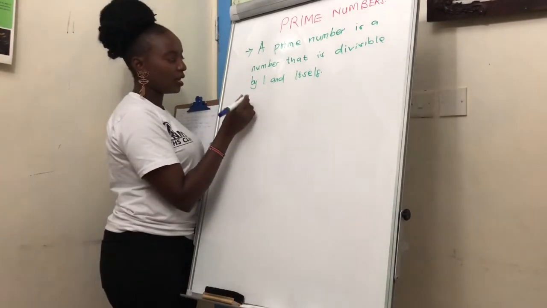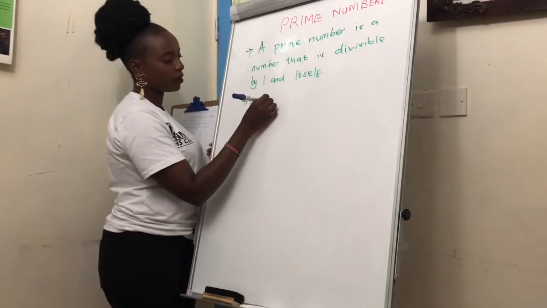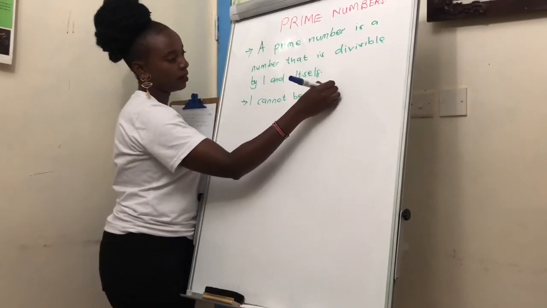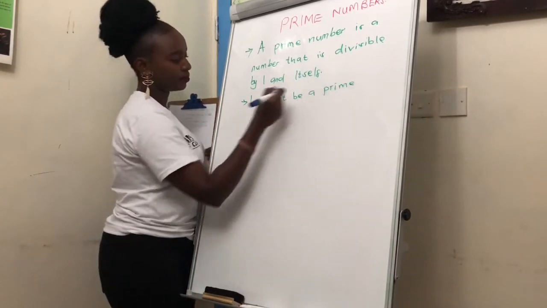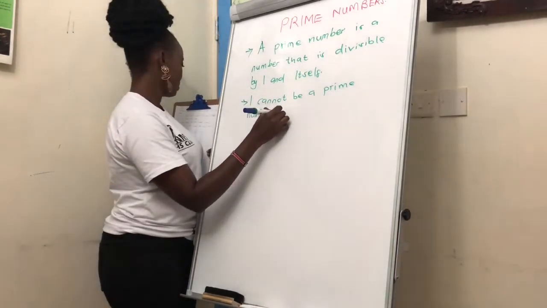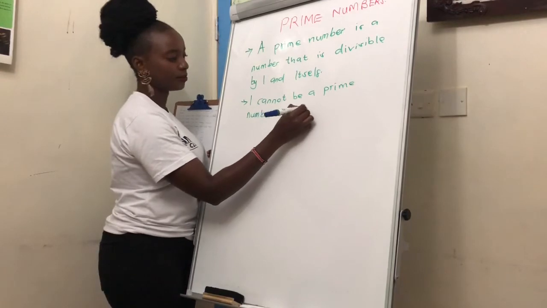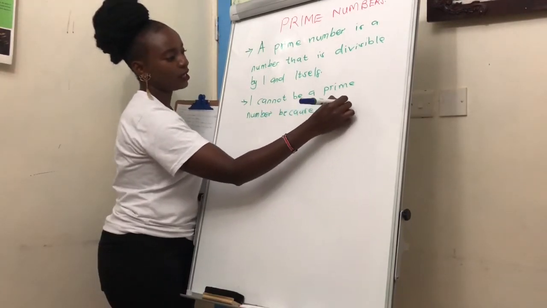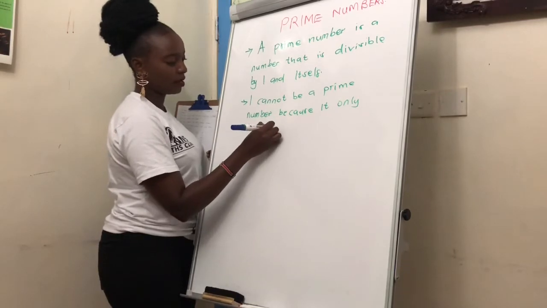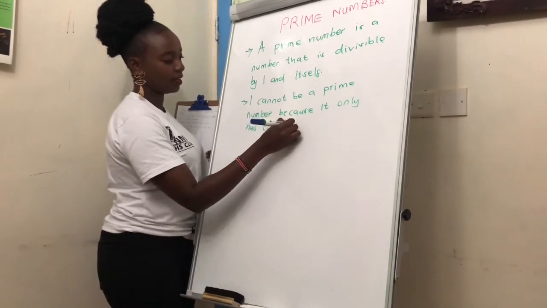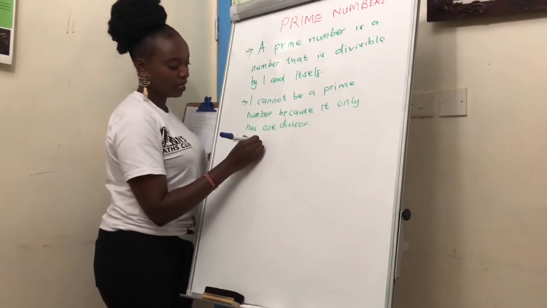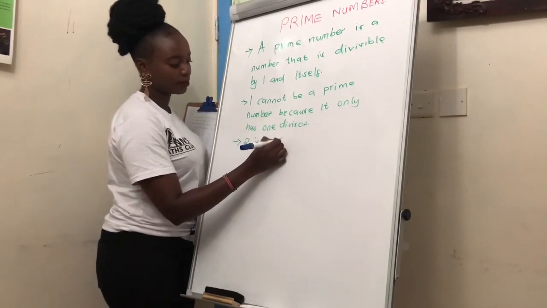And we can see 1 cannot be a prime number because it only has one divisor. So 2 is the smallest prime number.